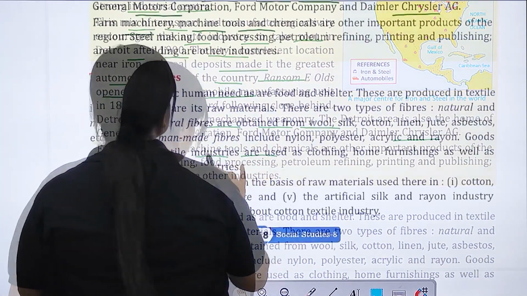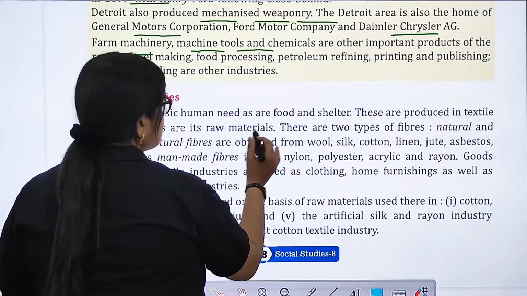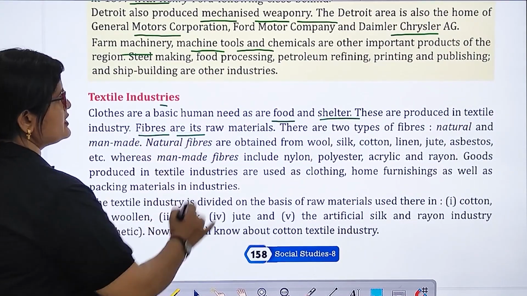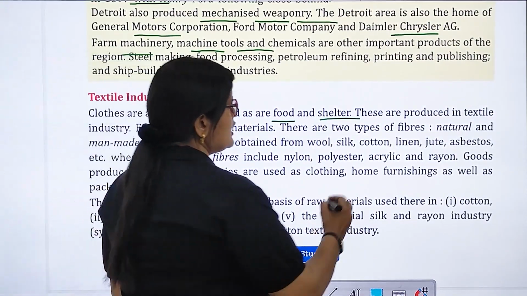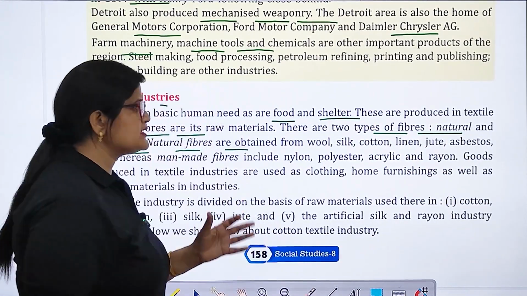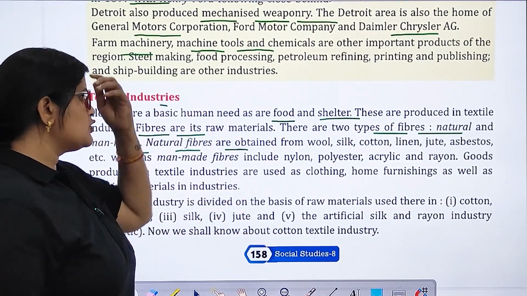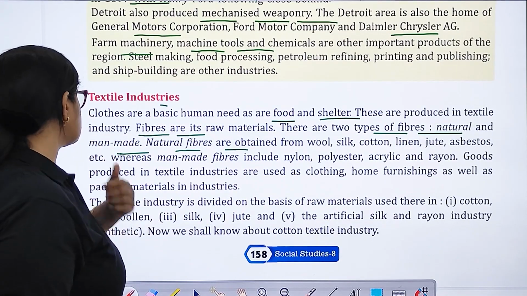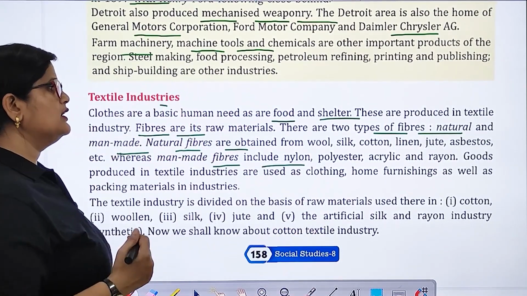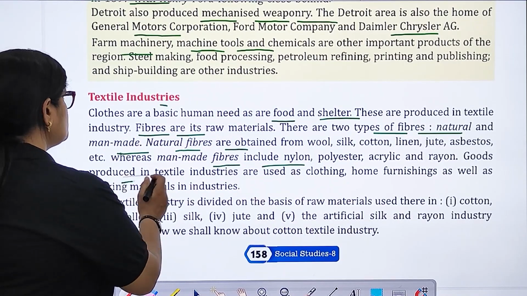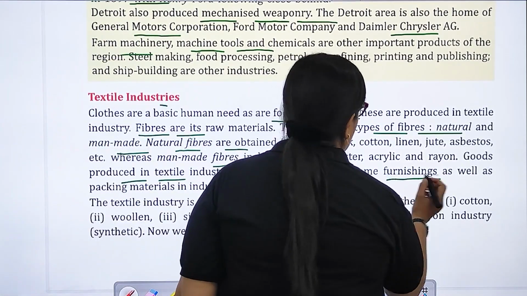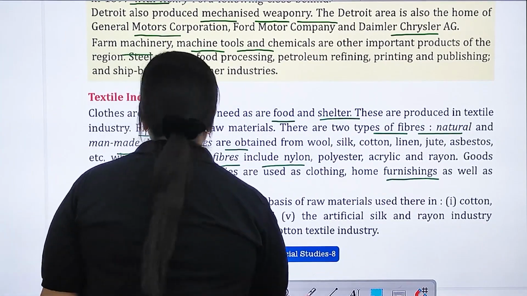Textile industries. Textiles are a basic human need, as are food and shelter. So these are produced in the textile industry. Fibers are its raw materials. There are two types of fibers, natural and man-made. Natural fibers are obtained from wool, silk, cotton, linen, jute, asbestos, etc., whereas man-made fibers include nylon, polyester, acrylic and rayon. Goods produced in textile industries are used as clothing, home furnishing as well as packing materials in industries.